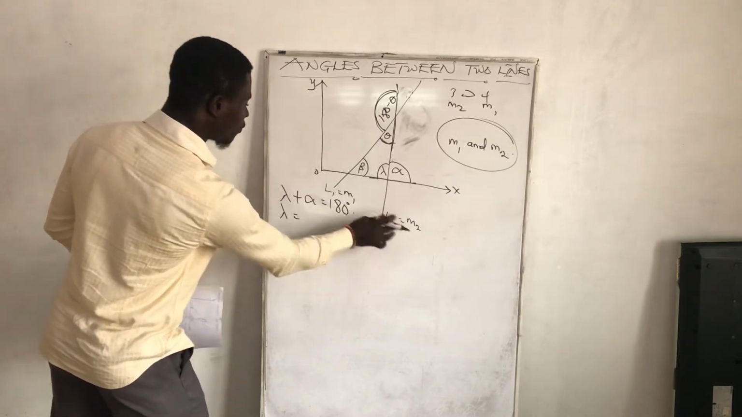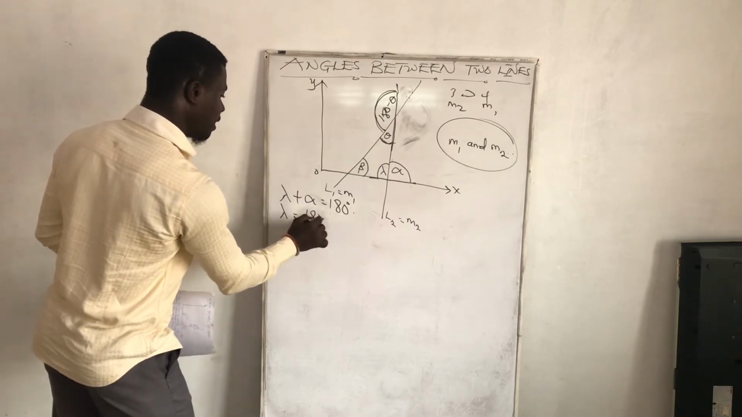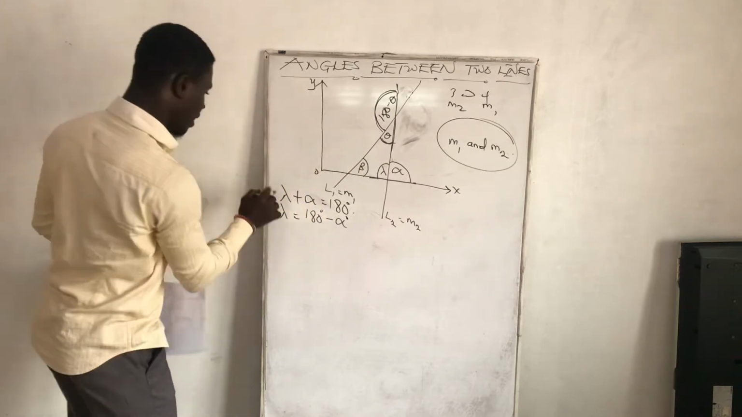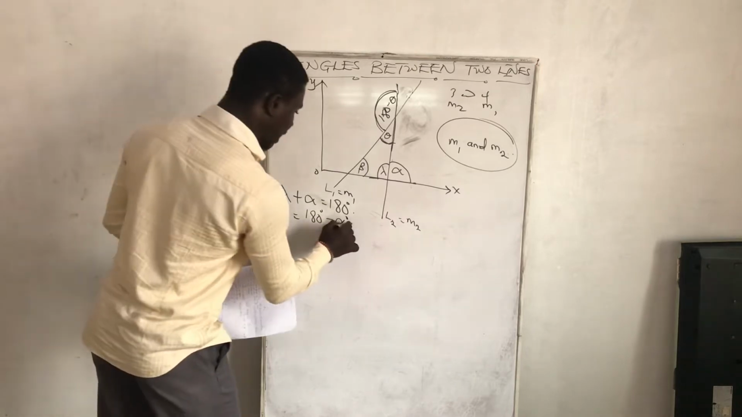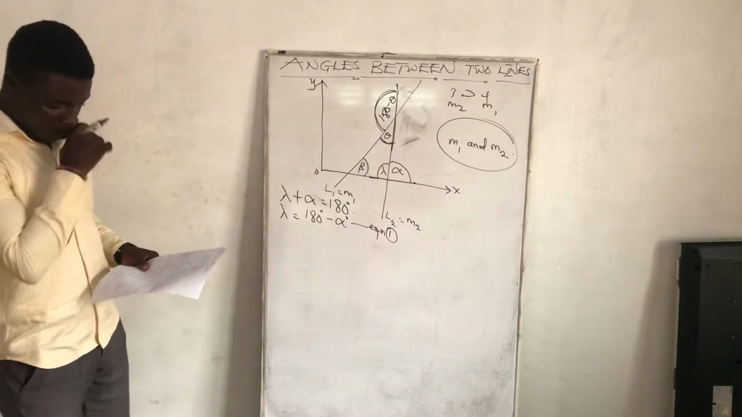So this alpha goes to the right hand side, so it subtracts that 180. So I get 180 minus alpha. They are all in degrees because they are angles, right? So we are talking of angles. So now I can label that as equation one.